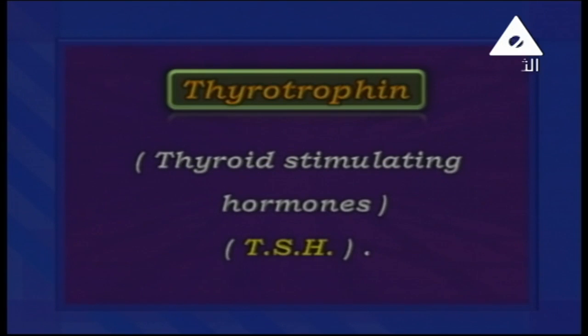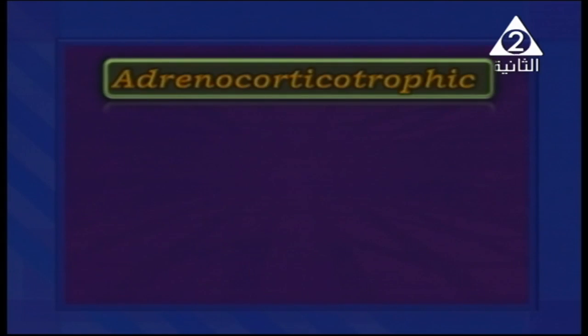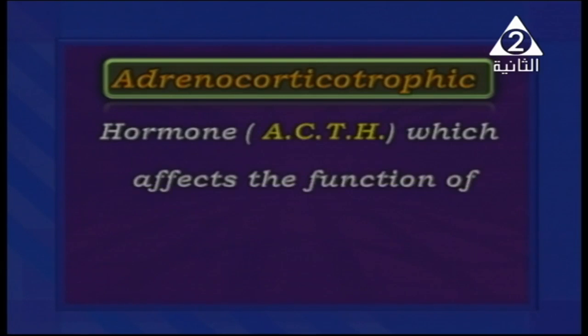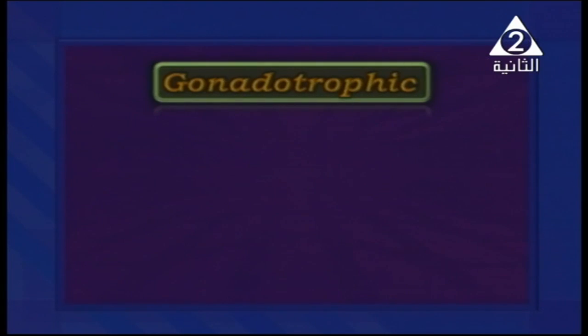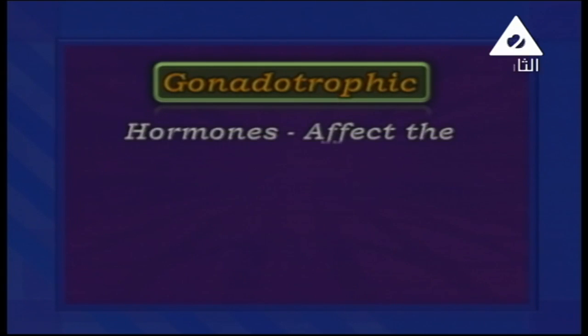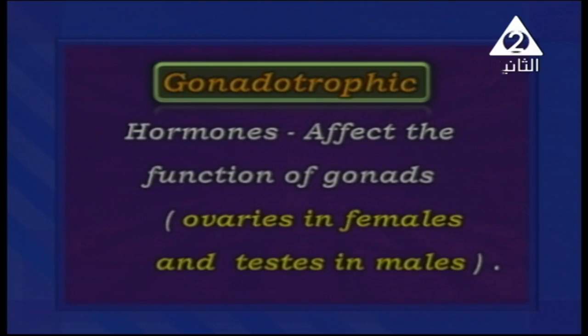And also we have adrenocorticotropic hormone, or ACTH, which affects the function of the suprarenal, or the cortex of the adrenal gland. The last one is gonadotropic hormones, which affect, as its name suggests, the functions of the gonads, which are the ovaries in females and testes in males.